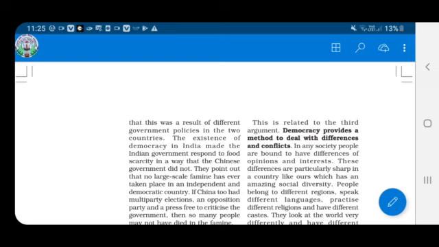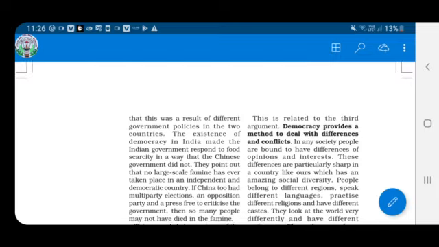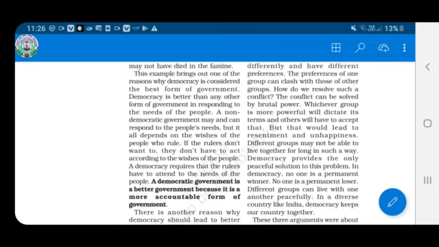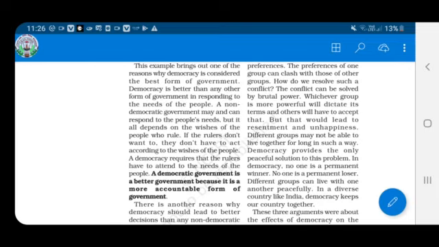Even when it fails to do some of these things, it allows a way of correcting its mistakes and offers more dignity to all citizens. That is why democracy is considered as the best form of government. So, a democratic government is a better government because it is a more accountable form of government.